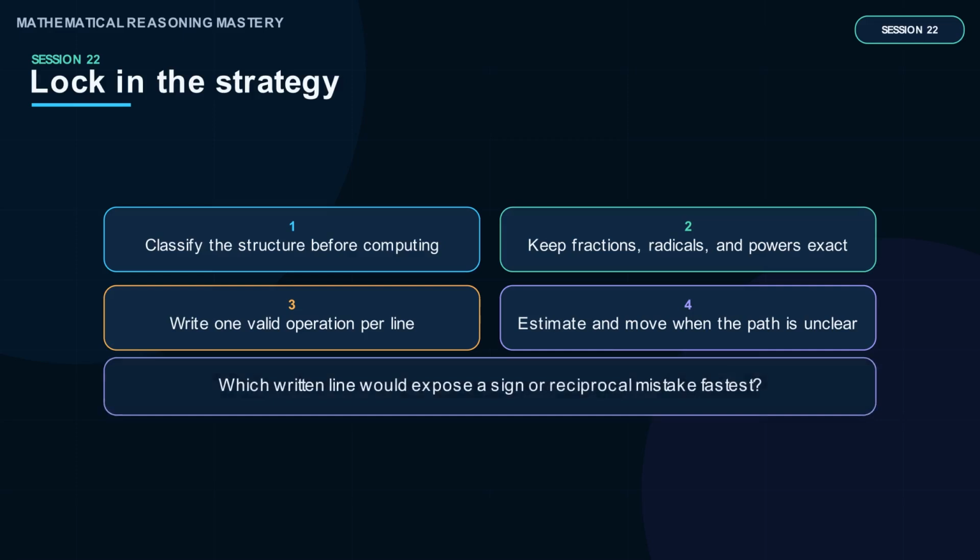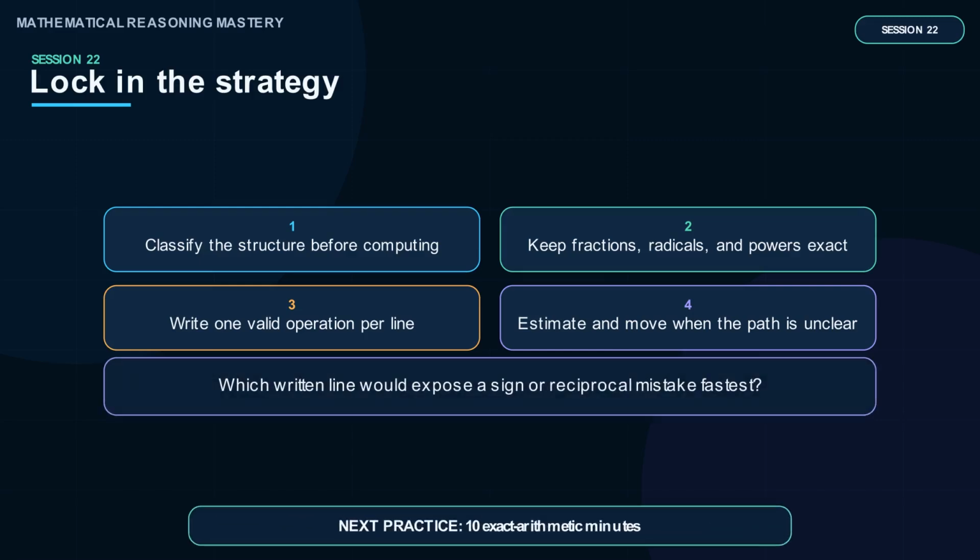Reflection. Which written line would expose a sign or reciprocal mistake fastest? Name the exact point where an incorrect path would first become visible. Practice one fresh problem for 10 exact arithmetic minutes. Keep the work readable, verify independently, and carry the routine into the next session. Before moving on, close the notes and explain the method aloud from memory. Then invent one small variation, predict how the answer should change, and verify that prediction with a complete calculation.